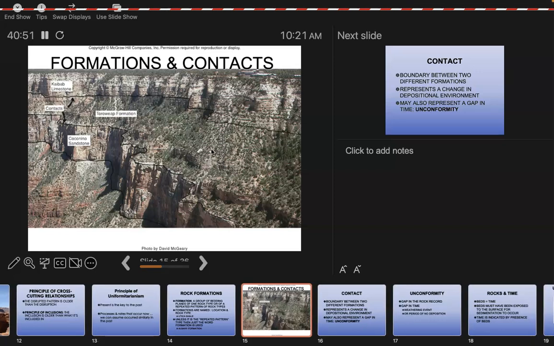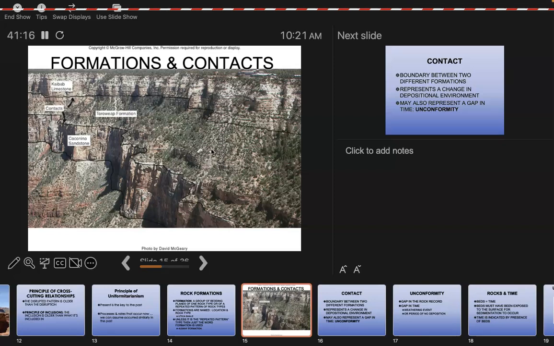These little badges are too small to see. Kaibab limestone, Coconino sandstone, Toroweap formation. This is Grand Canyon stuff. I was actually just seeing this last July.